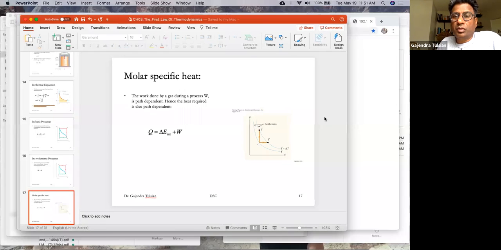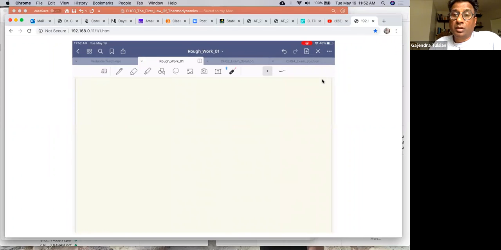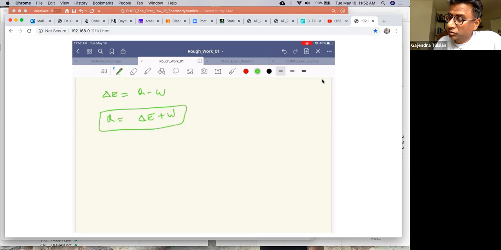Okay, let me go to the whiteboard. All right, so again, here was the first law of thermodynamics. Q was equal to the change in internal energy plus work done. What this equation is telling you is that the heat added to the system is equal to the change in internal energy of the system plus the work done by the system.